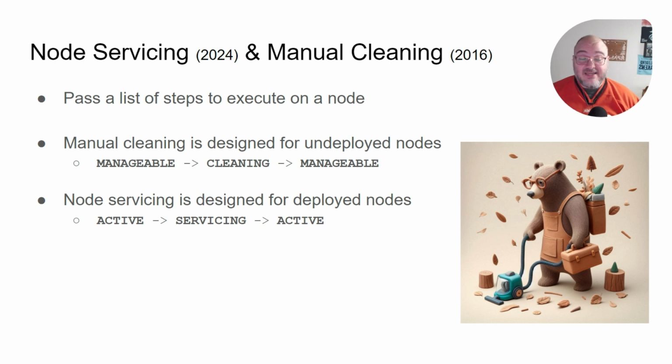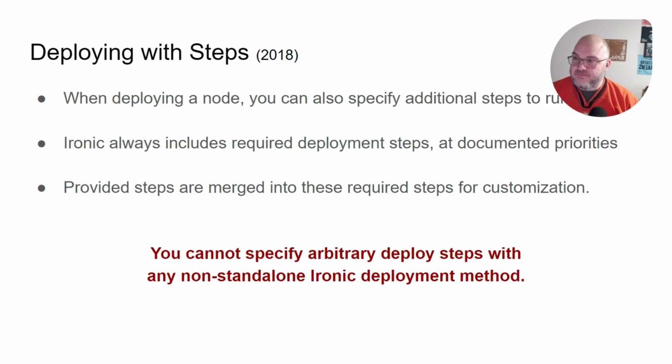But more recently in 2024, and actually in our last release, we just added node servicing. And this is designed to allow you to take nodes that are deployed, that have an instance or a workload already running on it, and perform maintenance to it. And so in this case, you would have that node that's active, it's already there, someone's using it, you can perform service on it, and then it goes back to active. Now, it may reboot your server. If you're giving it a step that's going to cause the server to reboot, it's going to reboot. But this is still a way to do some of that basic maintenance through Ironic and our automation.